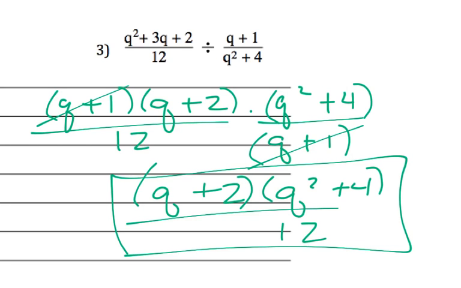(q + 2) times the quantity (q squared + 4) over 12. Now, if you look at q squared + 4 and you tried to factor this as something + 2, something - 2, it's just not the same thing. You can't factor this without imaginary numbers in solving.